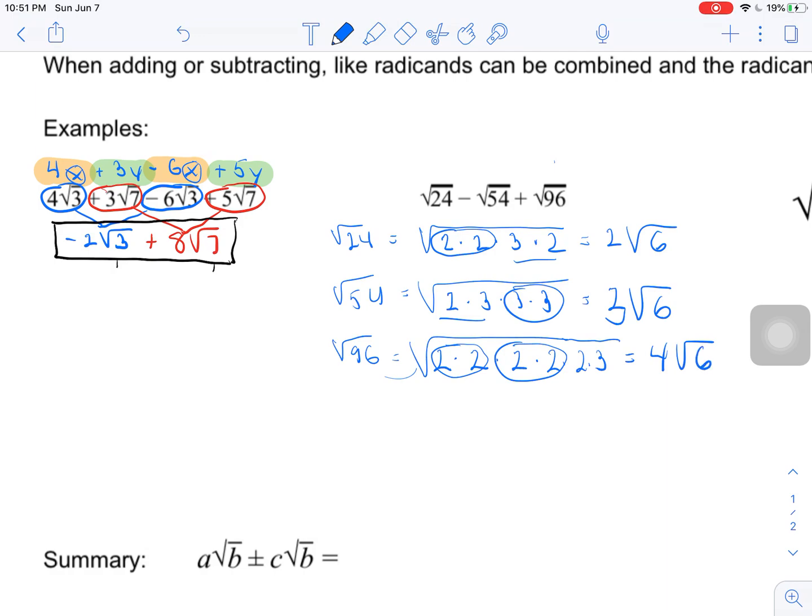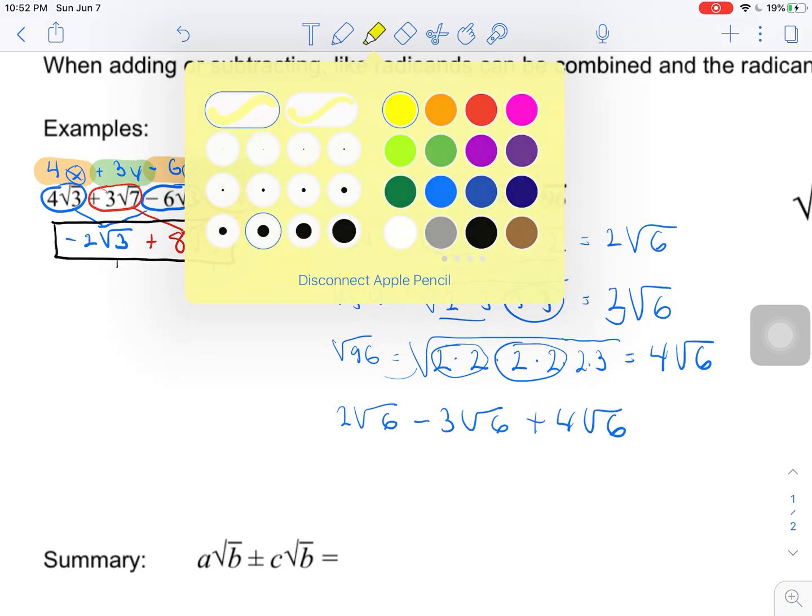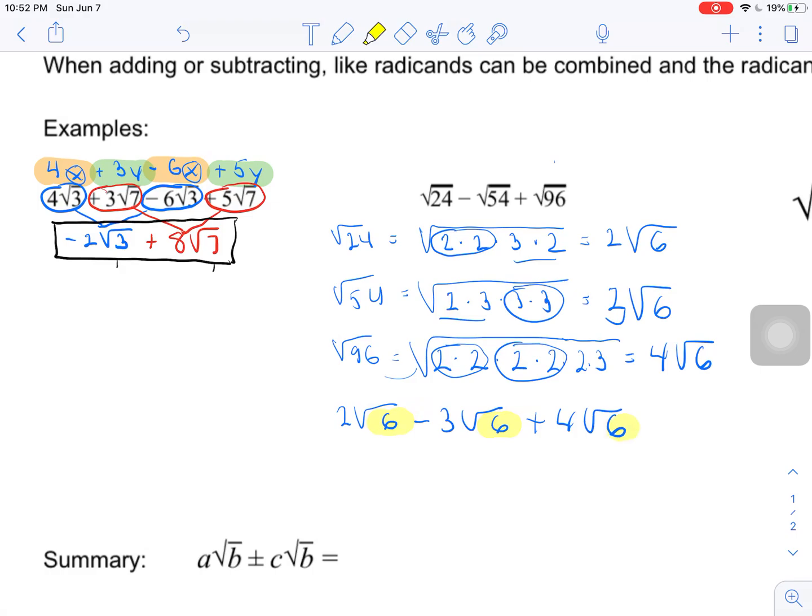So I could take the square root of 24 minus the square root of 54 plus the square root of 96, and I can rewrite it as 2 times the square root of 6 minus 3 times the square root of 6 plus 4 times the square root of 6. So it's the same expression, just rewritten. And you can see with these all simplified that, hey, they all have the same radicand. So these are basically like terms.